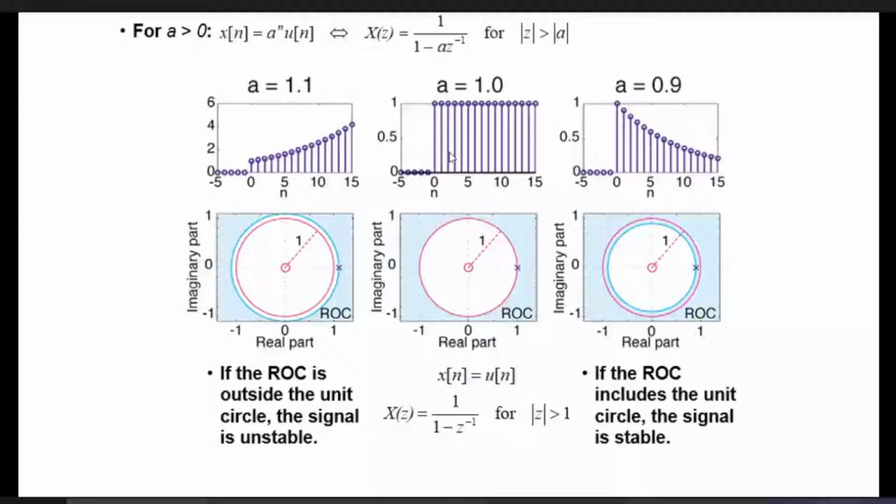And in this case, where it is a decaying signal, ROC exists outside the circle of radius 0.9. This is a blue region, and here this includes the unit circle. Okay, and we have also studied earlier that this can be correlated with stability. How can it be correlated with stability? Can anybody give an idea?